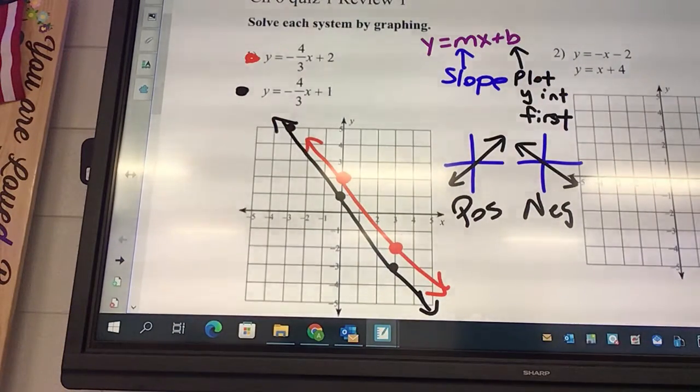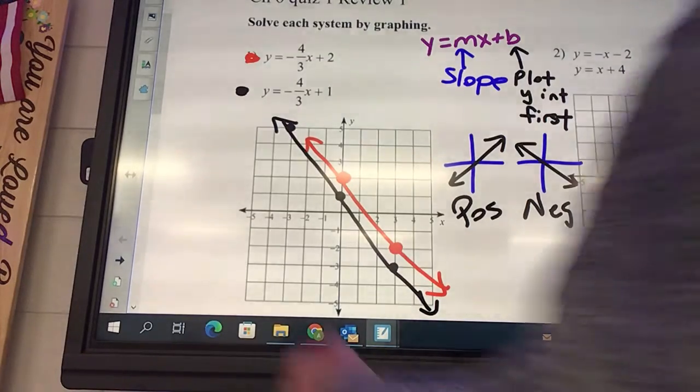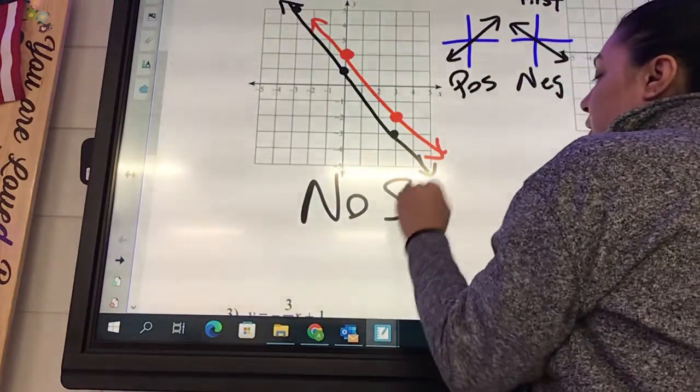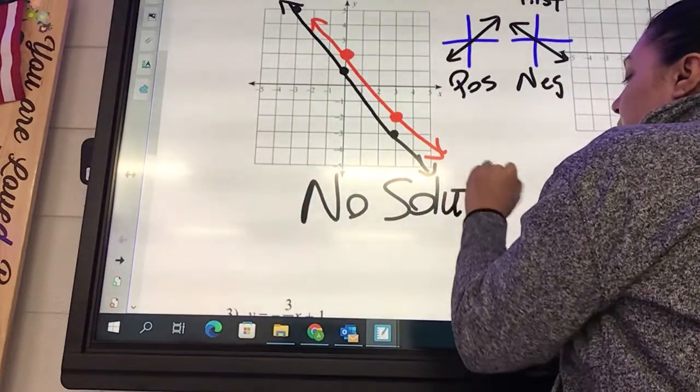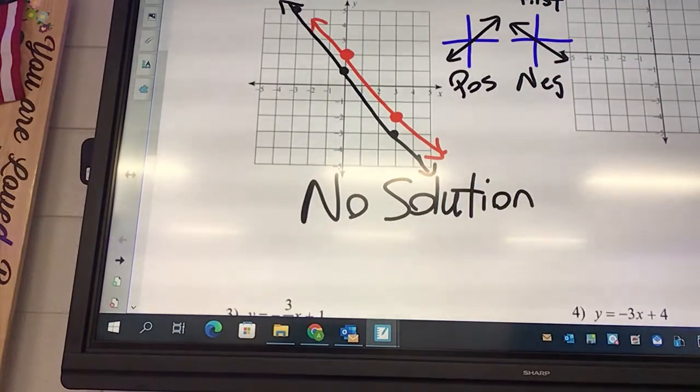Where do those graphs intersect? They don't. So what kind of solution is that? No solution. So it looks like a no solution, and it is a no solution, so that's going to be your answer. What's infinite look like? It's the same line. So it's when the two lines are right on top of each other. So if the black line was right on top of the red line, that's going to be an infinite solution.